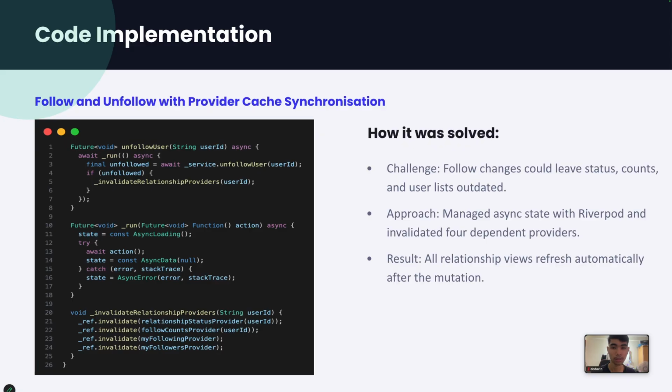I used a Riverpod state notifier with AsyncValue to manage this action. Before calling the service, the state becomes AsyncLoading. After success, it becomes AsyncData, and errors are stored using AsyncError. When the mutation succeeds, the code invalidates the related providers. Riverpod then automatically reflects the latest information from the backend. The result is that the button, account relationship status, and the user lists all update consistently after the operation. This is server-confirmed synchronization rather than an optimistic local update.